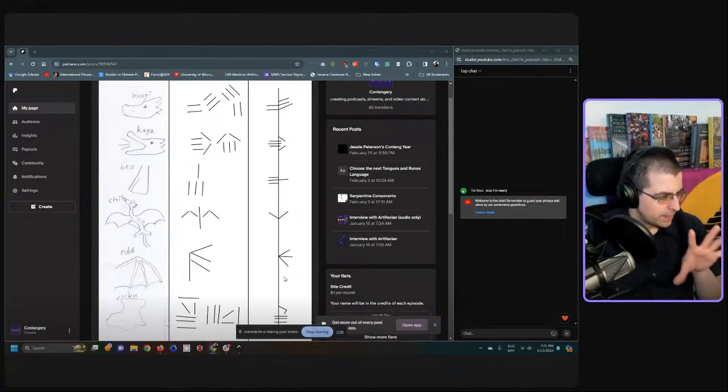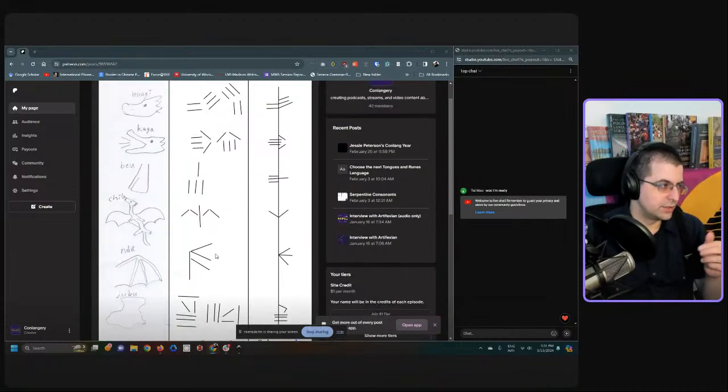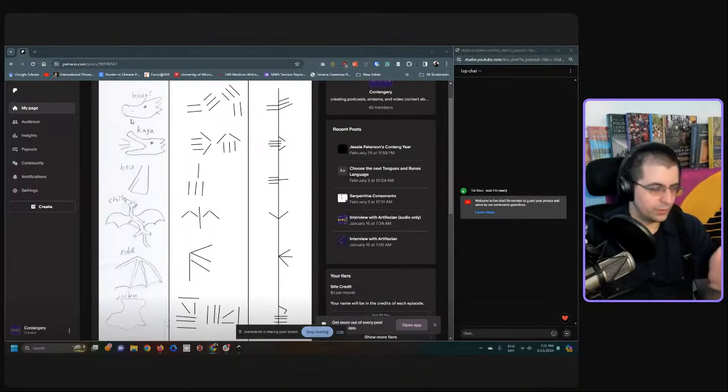So the goal is things that are easy to depict, easy to make a picture of. So this could be the syllable ha. This could be the syllable ka. This could be the syllable be. This could be the syllable chi, and this could be the syllable da.